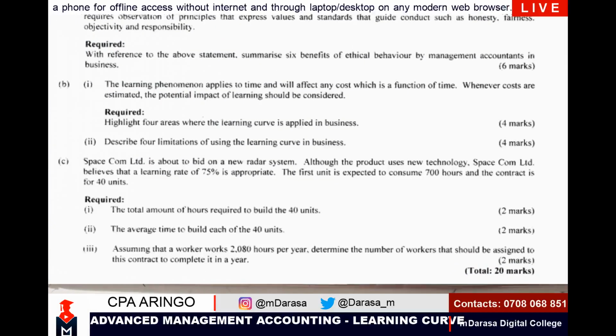We are told that Spacecom Limited is about to bid on a new radar system. Although the product uses new technology, Spacecom Limited believes that a learning rate of 75% is appropriate. The first unit is expected to consume 700 hours, and the contract is for 40 units. So the question here, we are asked the total amount of hours required to build the 40 units.